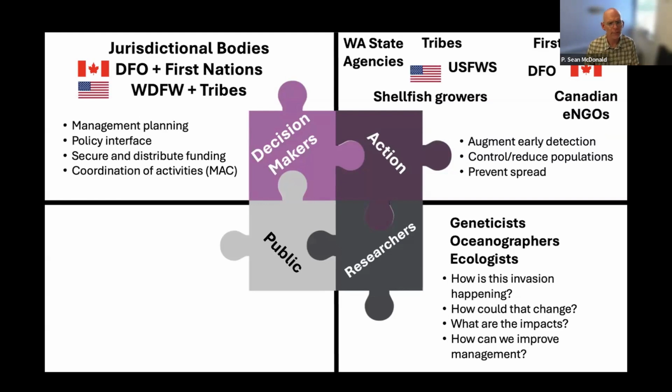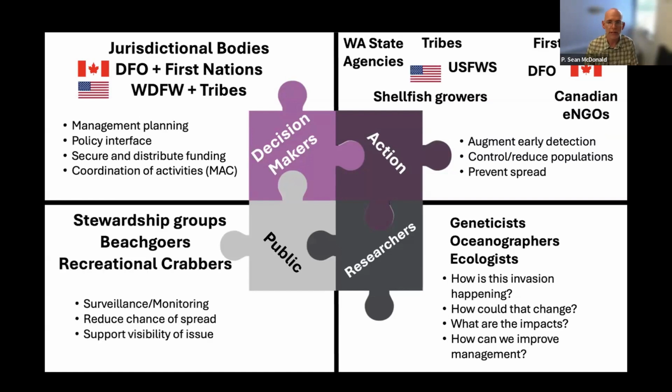So the last piece of the puzzle that I'll point out is the role of the public. And that really cannot be overstated either. In both BC and in Washington, surveillance and monitoring are enhanced by a vigilant public. So there are extensive and ongoing efforts to increase visibility of this issue and to provide opportunities for groups and individuals to get involved. And I'll cover a little bit about that. I'm going to go into each one of these in just a little bit more detail.